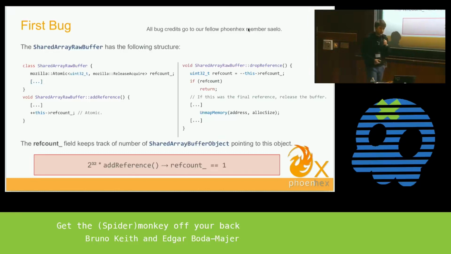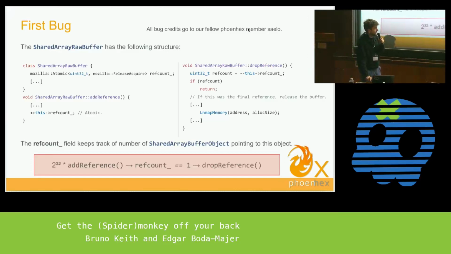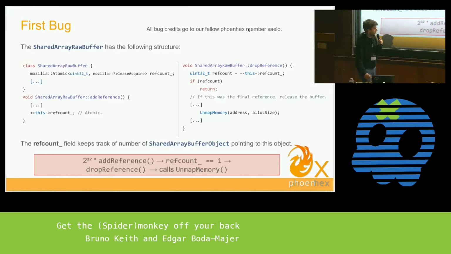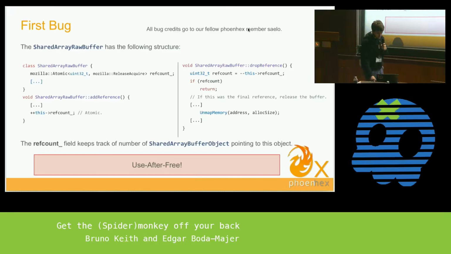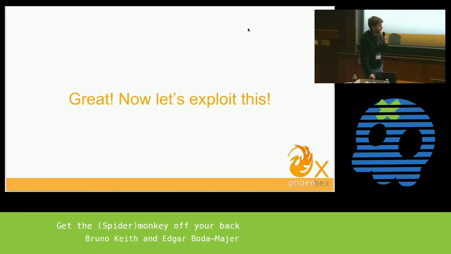And now if we manage to call drop reference on just one of the shared array raw buffers, it will decrement the ref count. Because the ref count is 1, it will decrement to 0. So it will go in here and unmap the memory. And the memory gets unmapped, and we still hold the references to the memory. So it's basically a use after free at that point. So we can allocate new objects and manipulate them. Well, that's quite a simple bug, so I guess we can just exploit this.